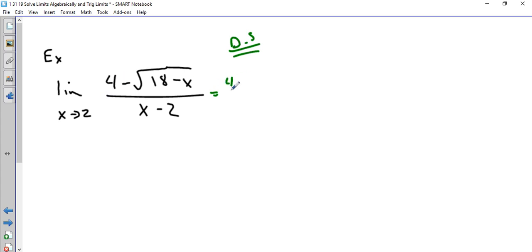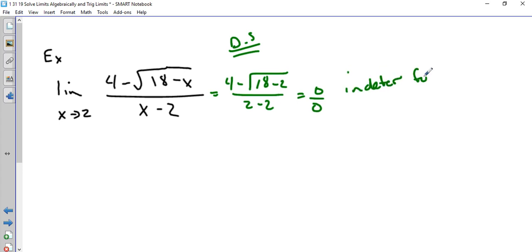So we have 4 minus the square root of 18 minus 2, which is 16. Square root of 16 is 4. You can see that this is 0 over 0. Indeterminate form. Verify that. Awesome. Indeterminate form means there is a limit. The limit does exist. This is a removable discontinuity. I repeat, the limit does exist. When it's not indeterminate form, then we have a problem, and we'll talk about that later. But 0 over 0 is indeterminate form. There's a removable discontinuity here, and we're going to get rid of it.